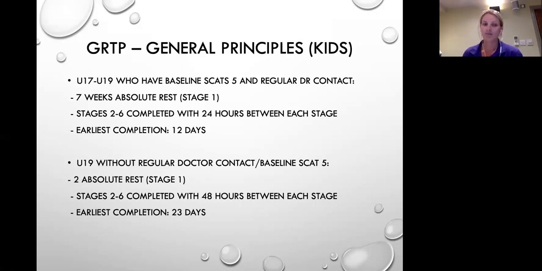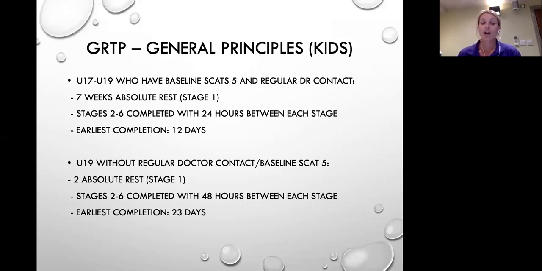Children are a little bit different. So under 17 to under 19, who do have a baseline SCAT and regular contact with a doctor, so these are your academy players, for example, have a 7-day period of absolute rest, and then do stages 2 through to 6 with 24 hours in between. So it's very similar to the adult, except their rest period is 7 days.